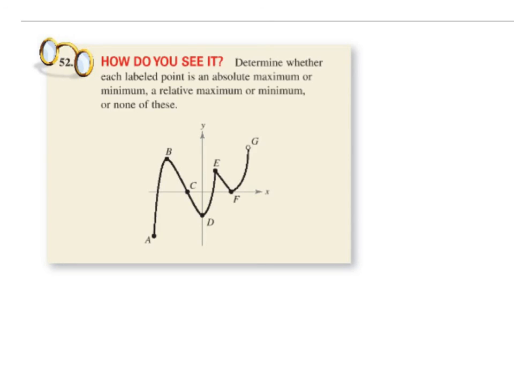So on this last thing, I want you to think about, and go ahead and write, you could probably copy this pretty easily onto your paper. See if you can determine whether each labeled point is an absolute max or min, a relative max or min, or none. Okay? So draw yourself a little one of these and see if you can figure out which is which. So A, B, C, D, E, F, and G. And determine if it is a max or a min, and then what kind, relative or global.